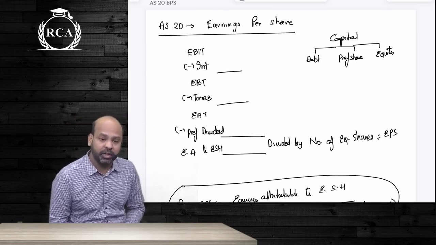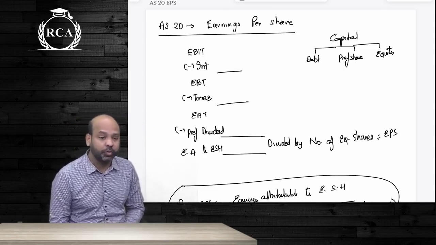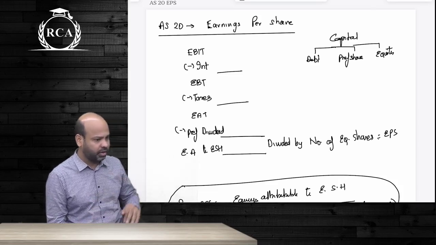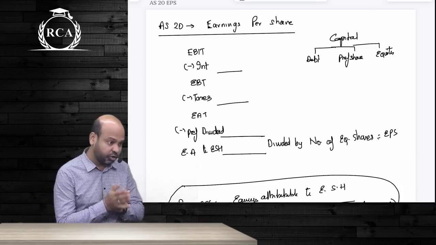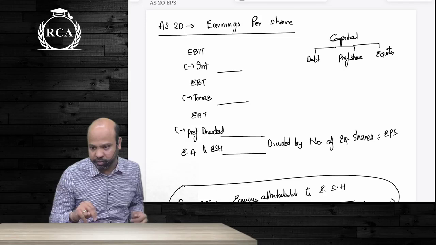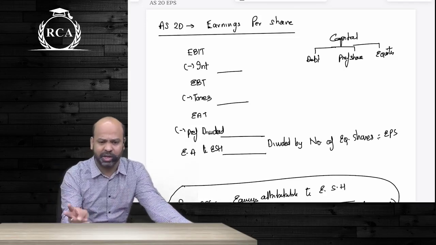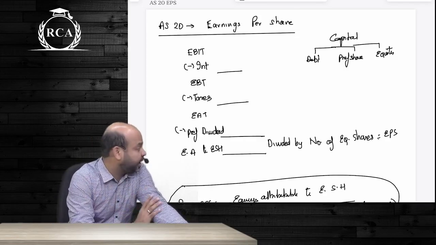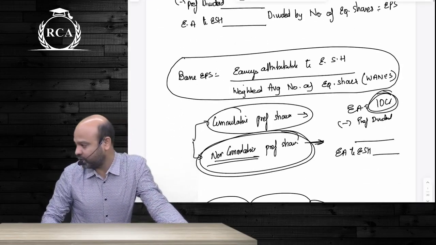Basic EPS is from the viewpoint of existing equity shareholders. That existing equity share can be on account of any reason. ESOPs already exercised is also an existing equity share. Convertible debentures that already got converted into equity shares is also an existing equity. एक बार वो equity shareholder बन गया बेटा, it's an equity share only. It doesn't matter. So basic EPS will be from the viewpoint of existing equity shares.